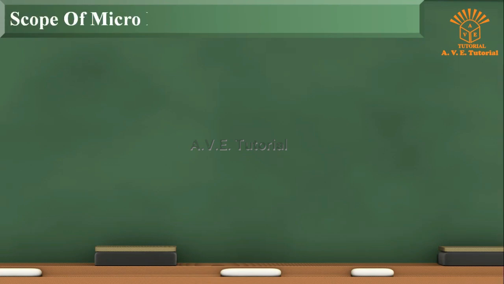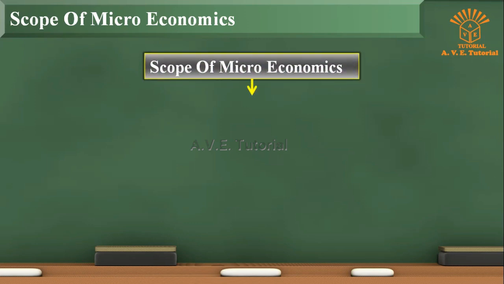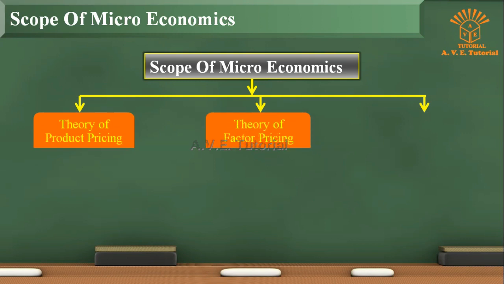Scope of microeconomics. Let us see the following chart to get an idea of the scope of microeconomics. The scope of microeconomics is classified as follows. First, theory of product pricing. Second, theory of factor pricing. Third, theory of economic welfare.